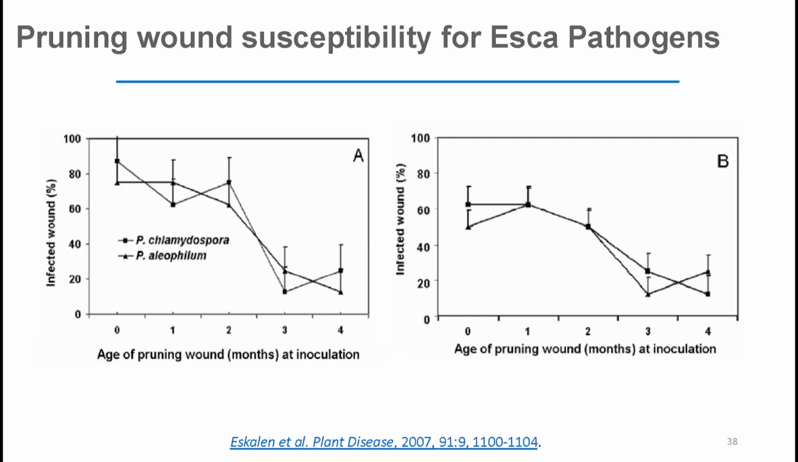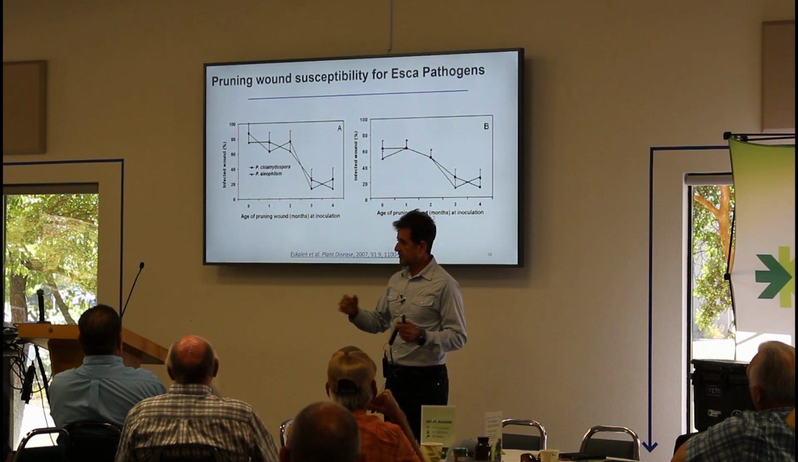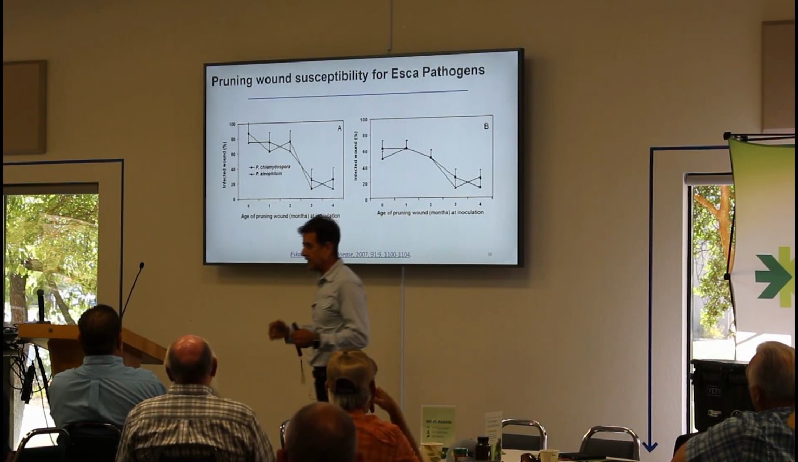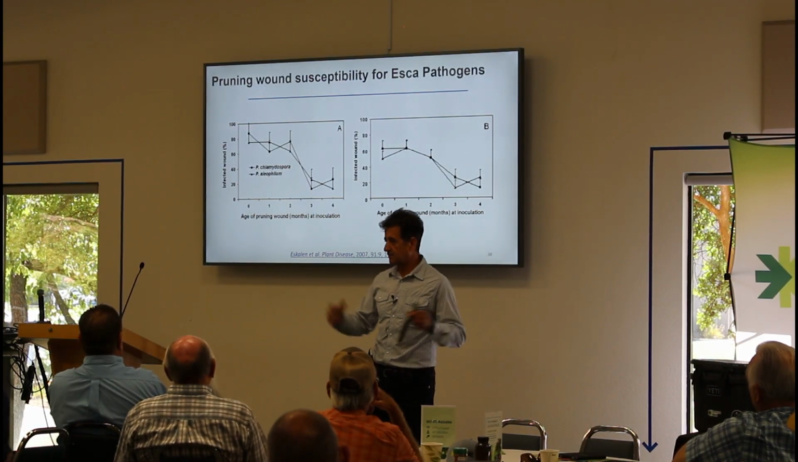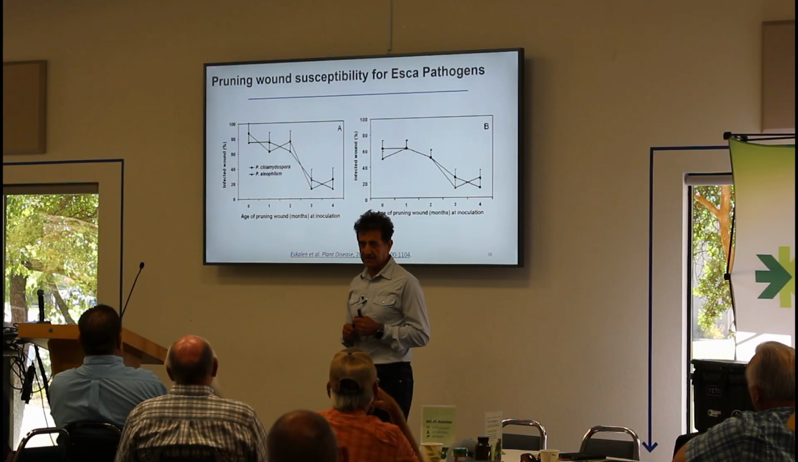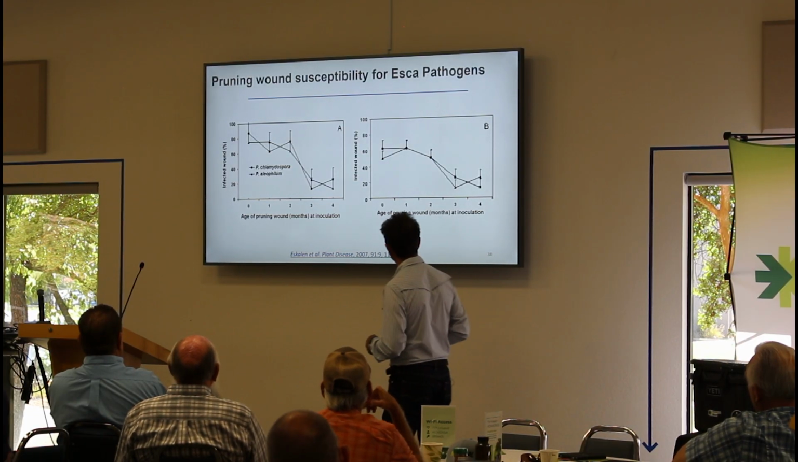Another question is how long those pruning wounds are going to be susceptible after pruning. When I prune, how long can I be safe after the pruning? These two graphs show that, and many studies have been done. Pruning wounds could be susceptible for more than 1 month. So that doesn't give you a window to say, let me apply this during the dry season when it's not raining, and then be safe. It doesn't work that way. So you have to do something actively to prevent those pruning wounds.